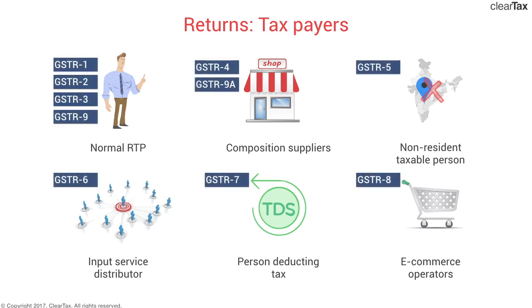The first category of normal registered taxable person, they have 4 returns: 1, 2, 3 and 9. Composition scheme taxpayers have 2: that's 4 and 9A, and the remaining have 1 each. Before we go into the details of each of these returns, we'll check out certain overall conditions that a taxpayer has to abide by before he can file return and while filing return. That's what we'll discuss in the next video.